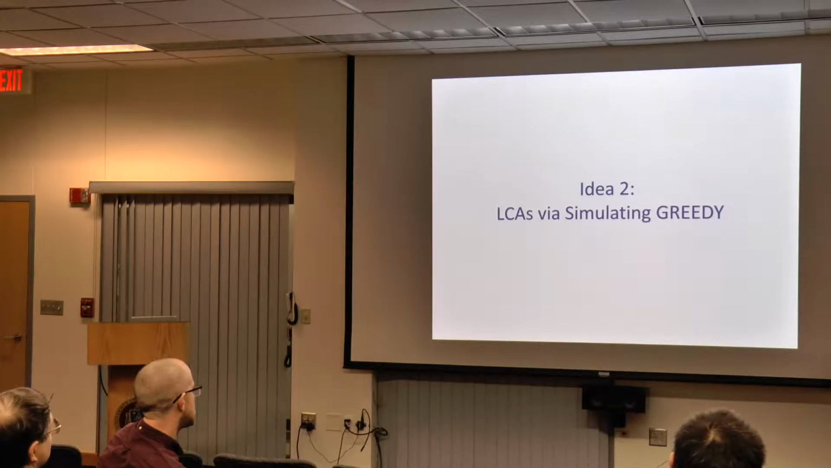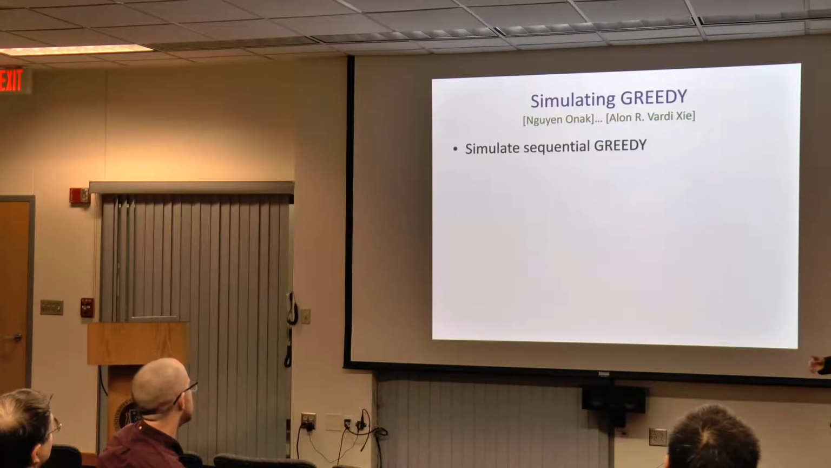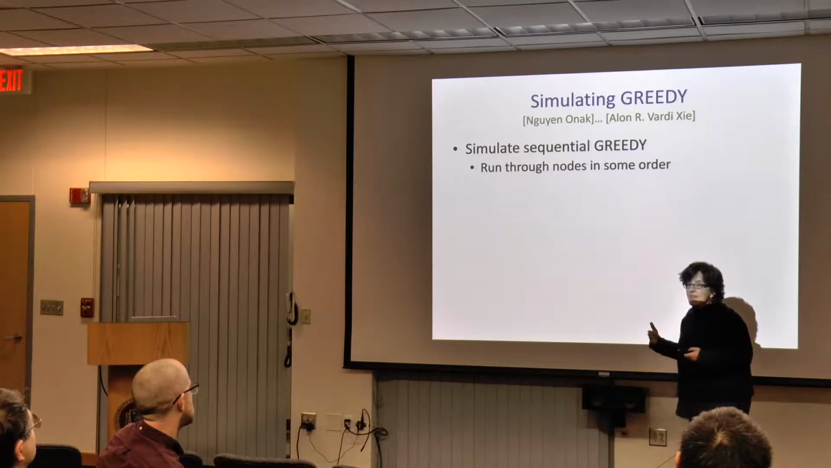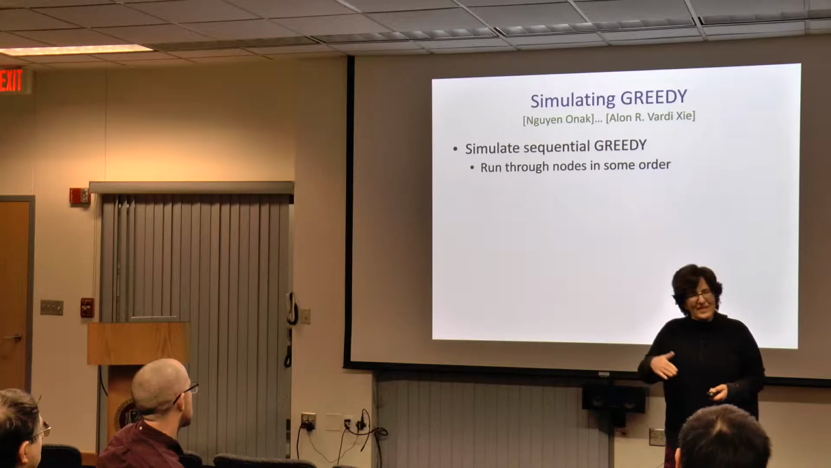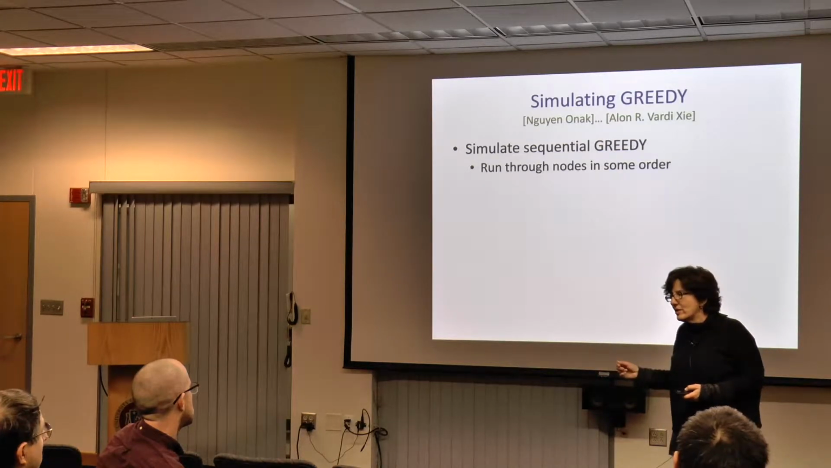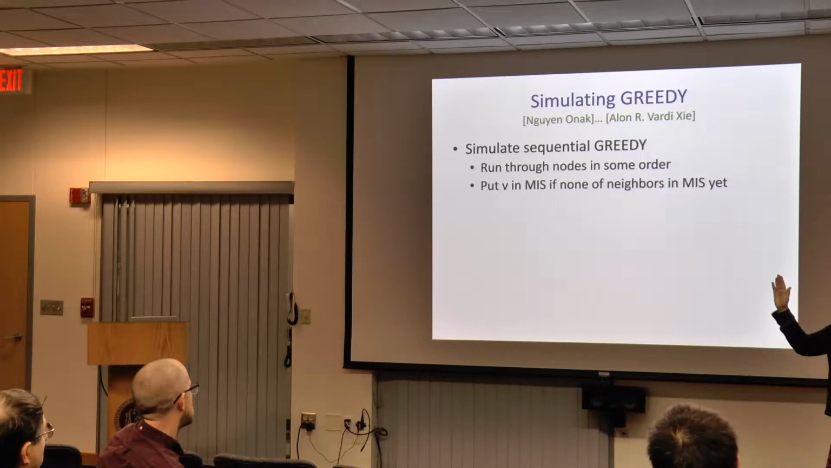Okay, so I just want to mention another technique, which is a completely different technique for generating an LCA for maximal independent set. It's an idea that started with Nguyen and Onak. And the idea here is to think about this greedy algorithm again. If we simulate sequential greedy, what does that say? It says run through the nodes in some order, and put V in the maximal independent set if none of the neighbors are in the maximal independent set yet. So we said that this is fine, right?